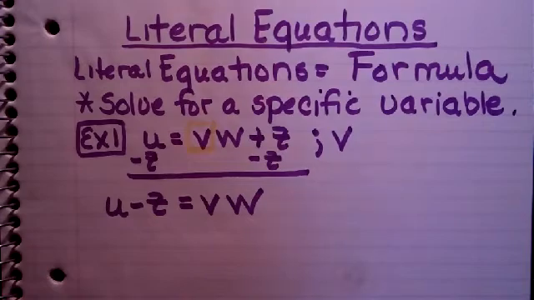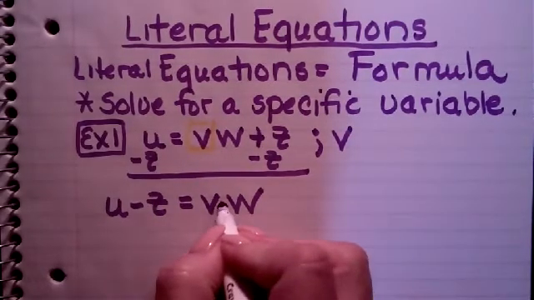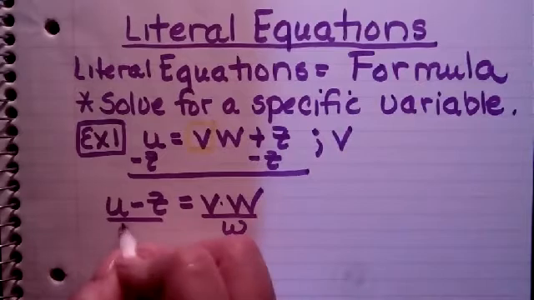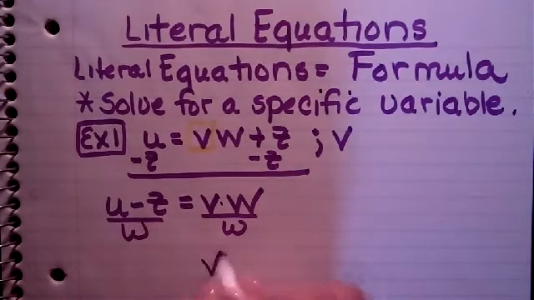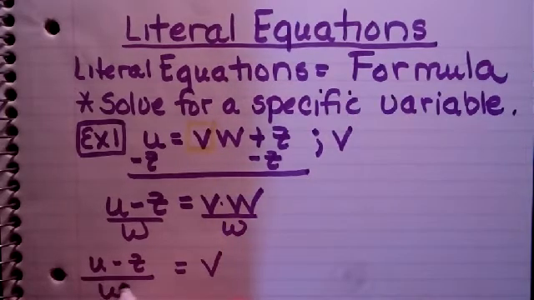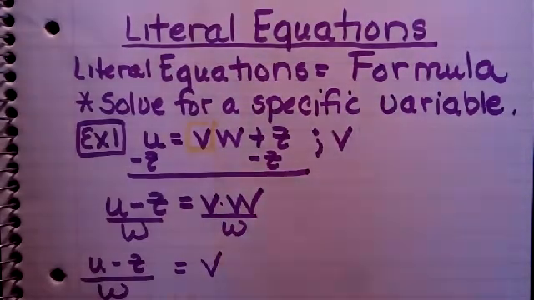Now, remember, we are isolating V, so I need to get rid of the W. Since this is multiplying V times W, I'm going to divide both sides by W. So what I'm going to have is V equal to U minus Z, all divided by W. Now, you can pause your video and copy this down and then restart it for example 2.